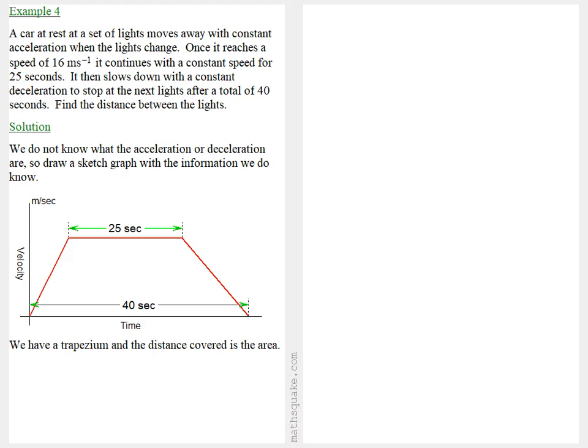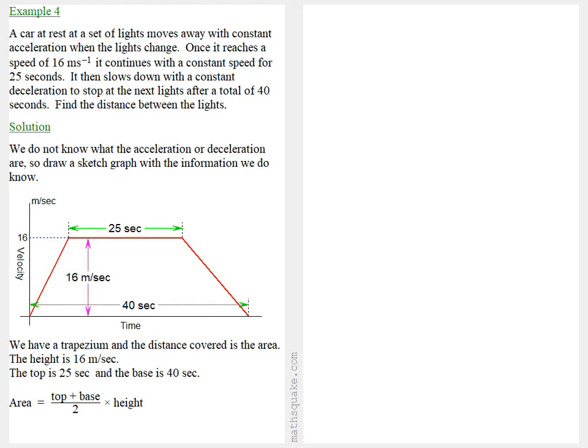Now we have a trapezium, and the distance covered is its area. Now we know the height of the trapezium is 16, the top of the trapezium is 25, and the base is 40. Now the area of a trapezium is a half the top plus the base times the height, which in this case is 25 plus 40 over 2 times 16, which works out to be 520. So the distance covered is 520 meters.